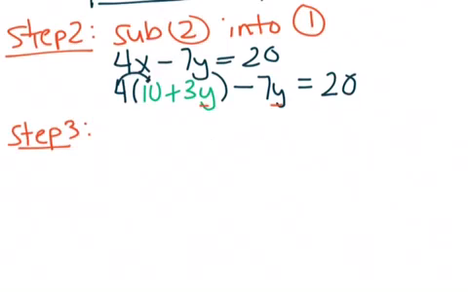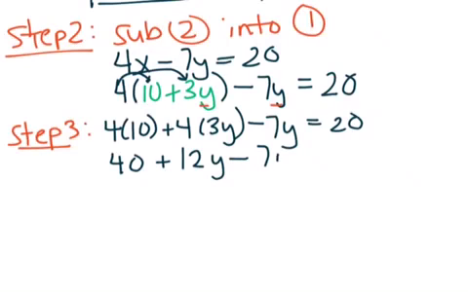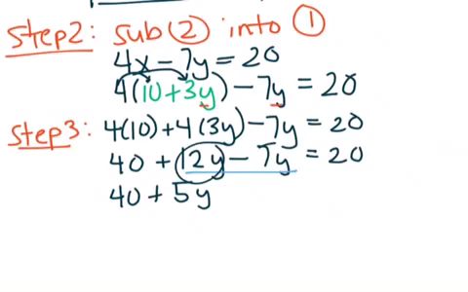So we can see that this 4 should be distributed there, so that's what we're going to do. We're going to do 4 times 10 plus 4 times 3y. Then we've got this minus 7y equals 20. 4 times 10 is just 40, plus 4 times 3y is 12y, minus 7y equals 20. We can simplify 12y minus 7y. So let's write out, we've got 40 plus 12y minus 7y is just 5y. These are like terms, don't forget, because they're both y's, equals 20.